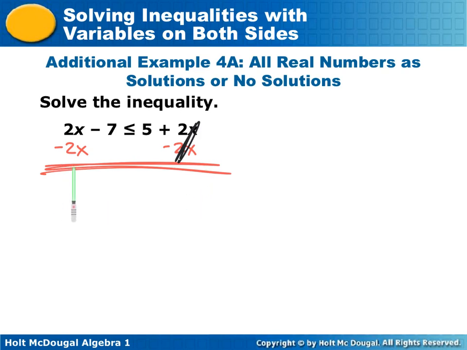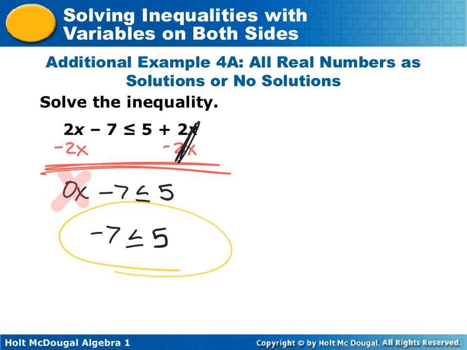However, look over here. 2x minus 2x is... All right, let's work it all the way out. So we get 0x minus 7 is less than or equal to 5. What is special about 0x? It's nothing, because anything times 0 is 0. So that goes away. So we're really left with negative 7 is less than or equal to 5. Now, at this point, here is the decision you have to make. Is that statement true or is that statement false?